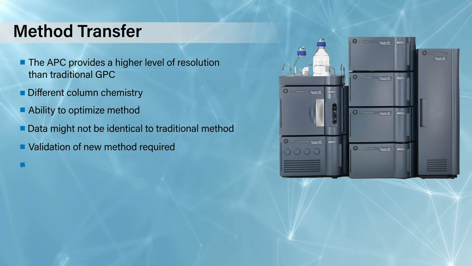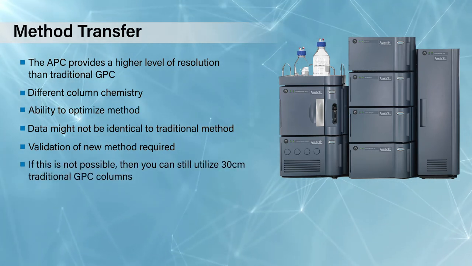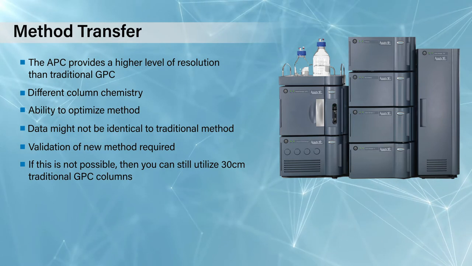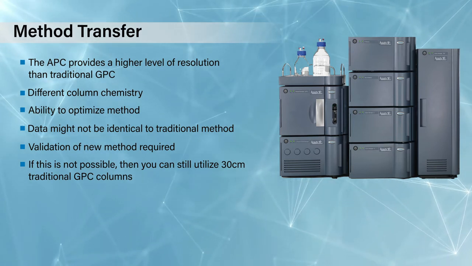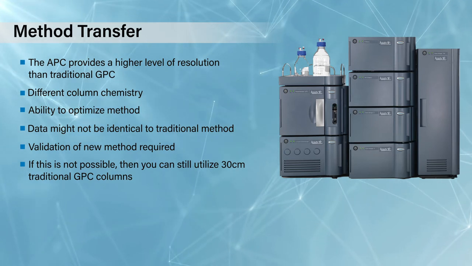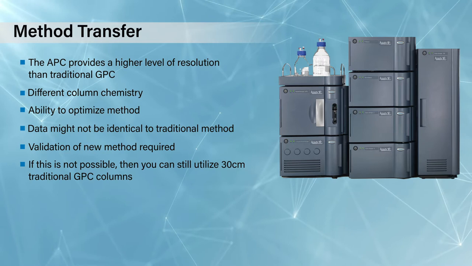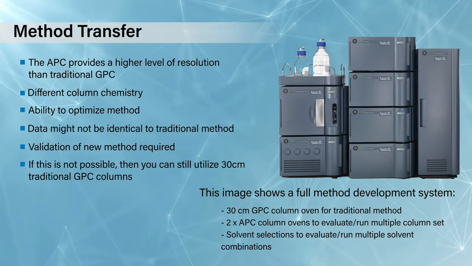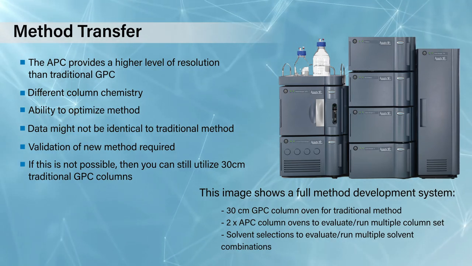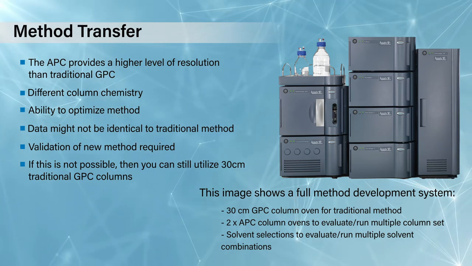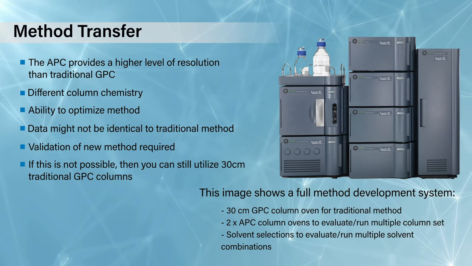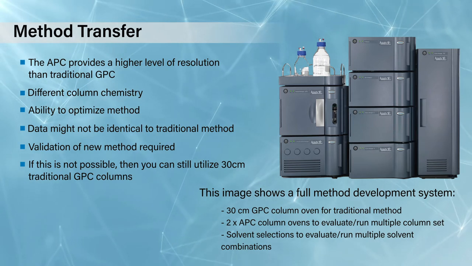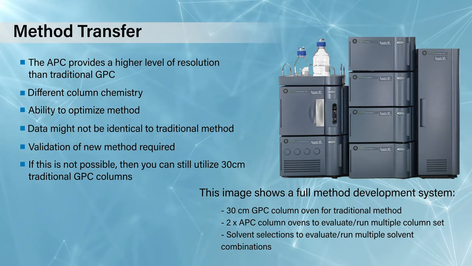If this is not possible, then you can still use your traditional 30 centimeter GPC columns on the APC system. You just won't have the advantages of the APC column technology, but you can still run both the GPC columns and the APC columns alongside each other on the same system. On the screen now, you can see a full method development system where you have your APC system. You have multiple column compartments that will house different sets for APC, but also another column compartment which will house traditional GPC columns. In this system, we also have solvent selection valves to enable you to use all of these different combinations as you need in your laboratory.